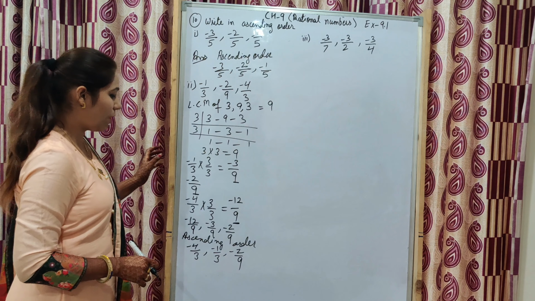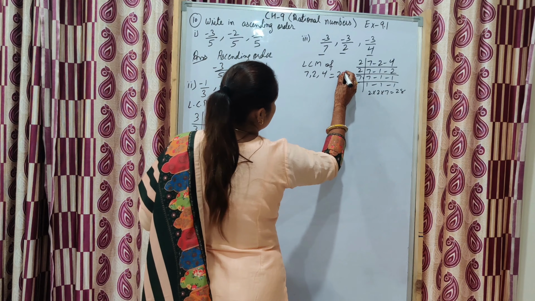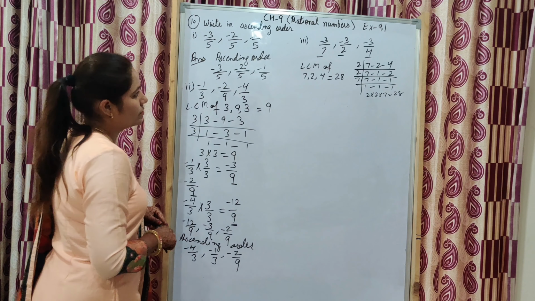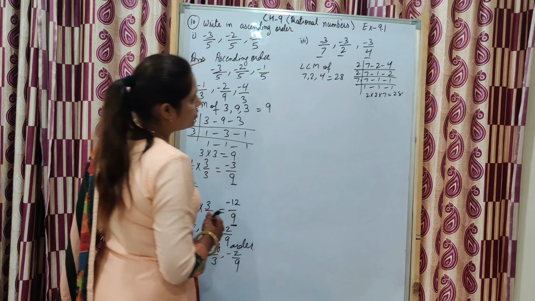Now third part, see here 7, 2 and 4. Now we have to take the LCM of 7, 2 and 4. It is not necessary to show, you can do it on a rough book. Now multiply 2 into 2 into 7, that is 28. So our LCM of 7, 2 and 4 is 28. So what I have to do, I have to make the denominator the LCM, that is 28. So I will multiply numerator and denominator by 4, minus 12 upon 28.